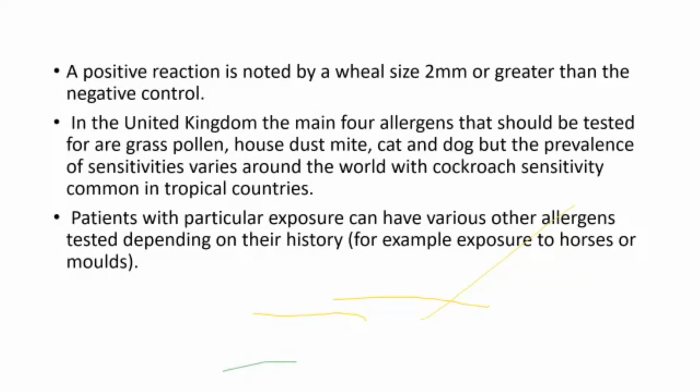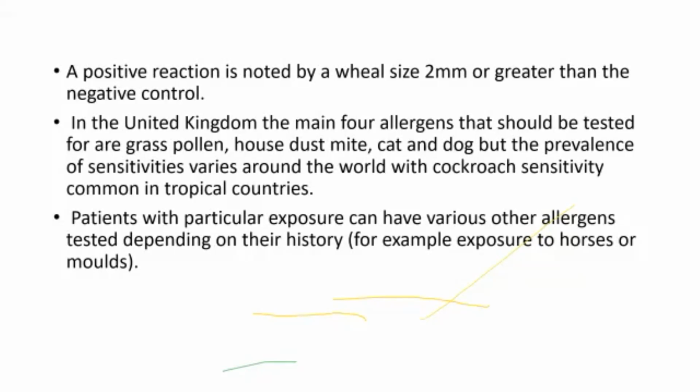Grass pollen, house dust mite, I already told you, Dermatophagoides pteronyssinus, cat and dog, are all very important. People have got the habit of rearing and fondling these cats and dogs. In countries like India, cockroach sensitivity is also very important. Other tests depend upon the exposure to horses, as some people have the habit of horse riding, and molds, etc.